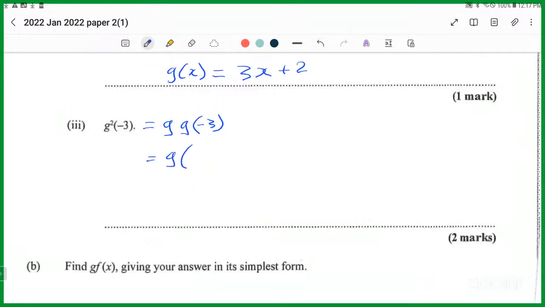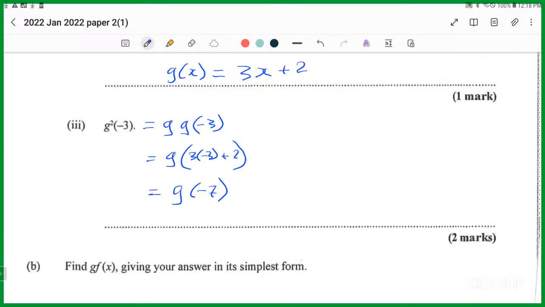So it becomes g of, I'll put in g of minus 3 inside there now, which is to put minus 3 in the g function. So it's 3 times minus 3 plus this 2. 3 times minus 3 is negative 9. Negative 9 plus 2 becomes negative 7. So we're now doing g of negative 7.